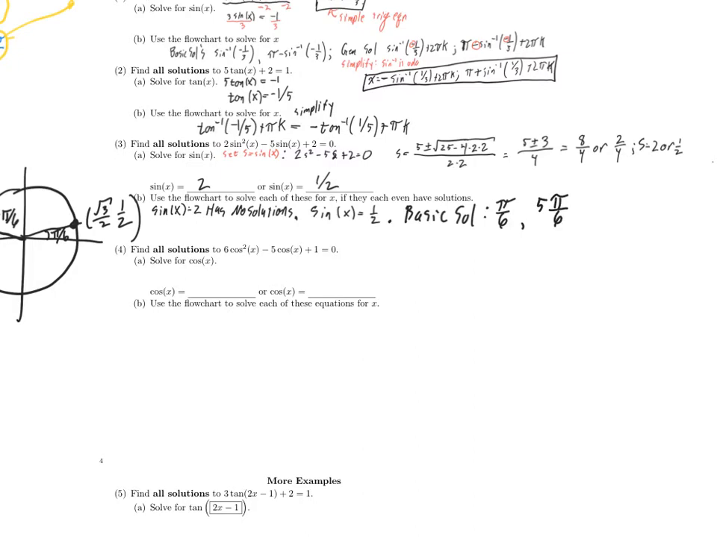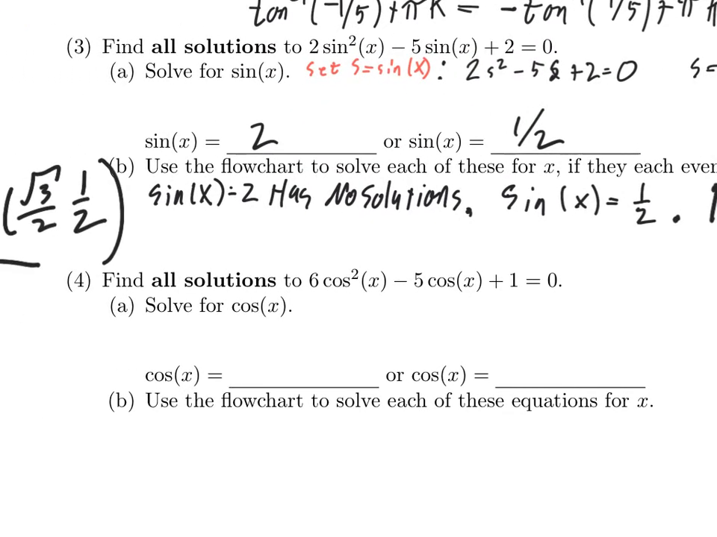So that means that we can read off now all of the solutions by just adding 2 pi k's. So the full solution is x equal to pi over 6 plus 2 pi k, and x equal to 5 pi over 6 plus 2 pi k.